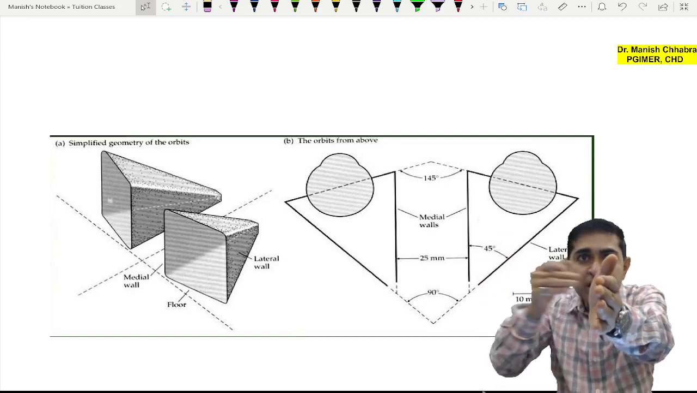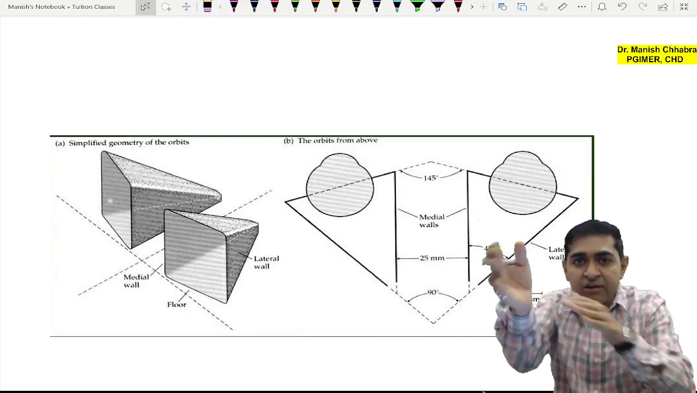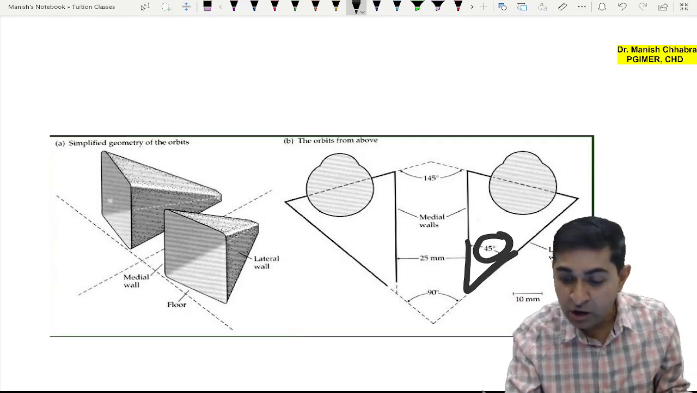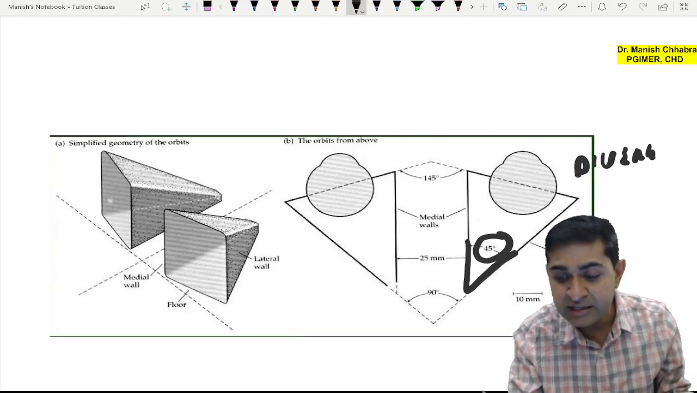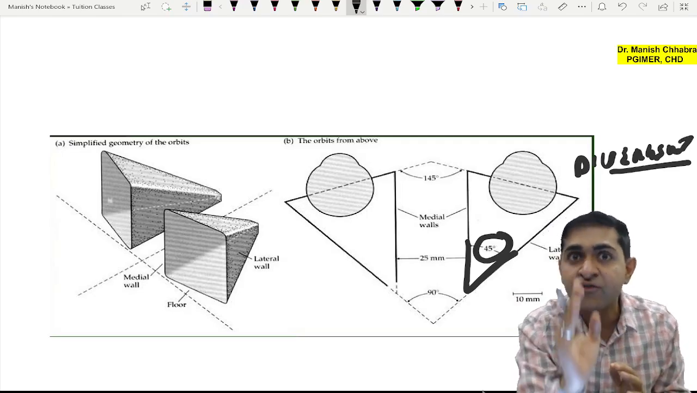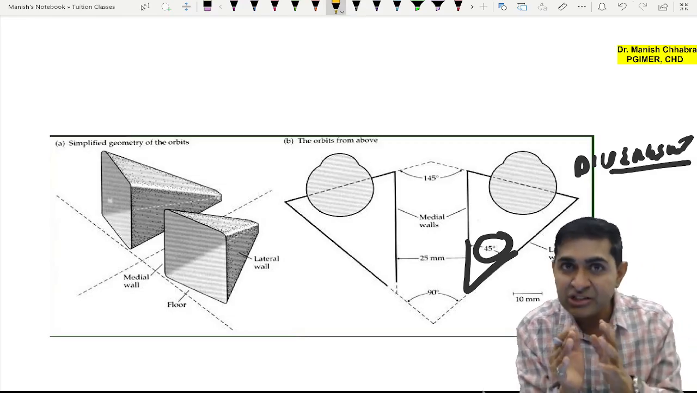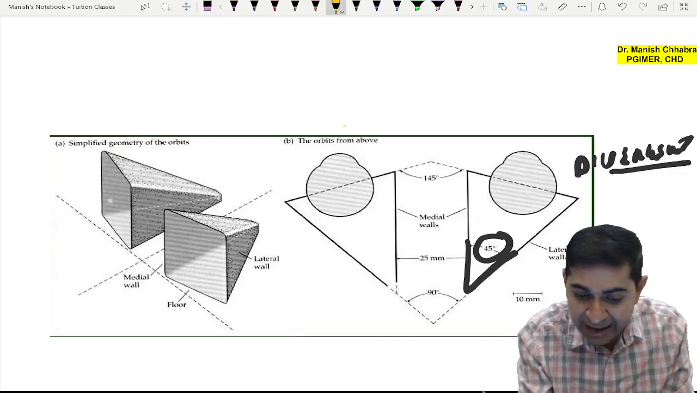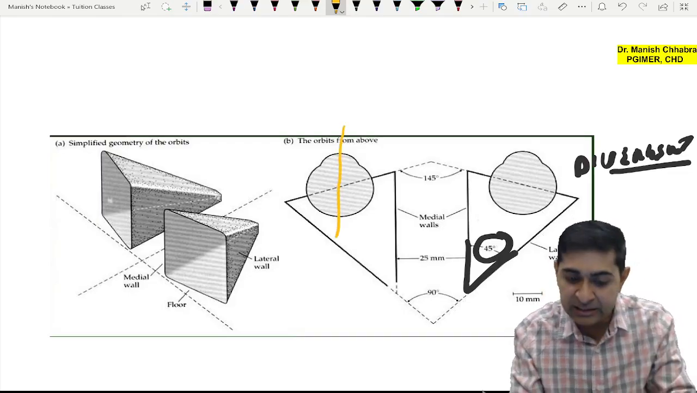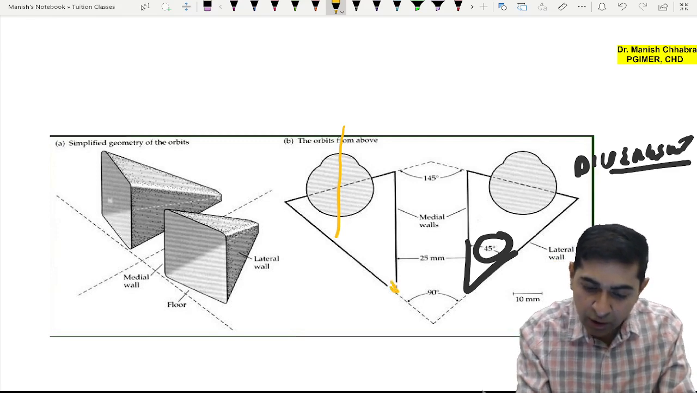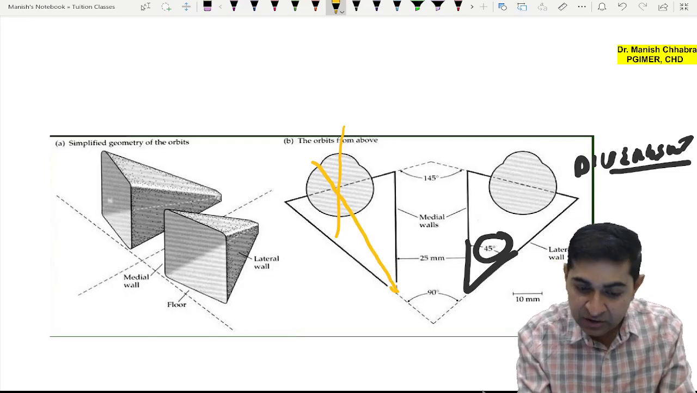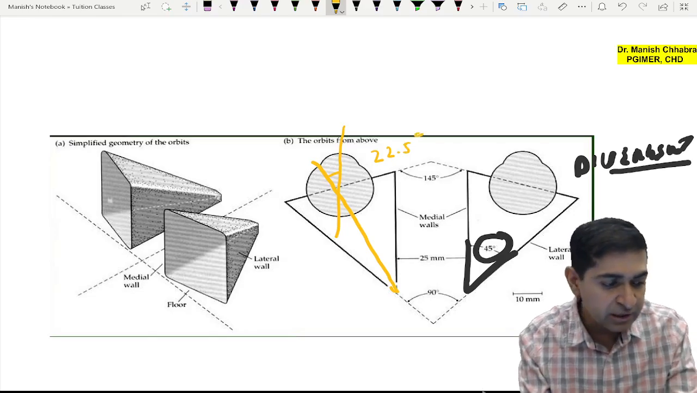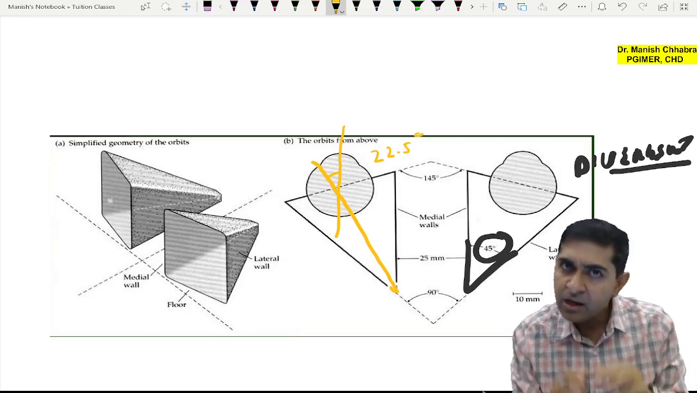So there is some angle between the medial wall and the lateral wall such that it is forming 45 degrees, because the orbits are divergent. What did I just say? That the orbits are not facing forward but they are divergent. But the interesting part is the eyeball is facing forward. It actually tells me that there has to be some angle between the visual axis of the eye and your orbital axis, and this angle is half of 45 degrees, that is approximately 22.5 degrees. Clear?